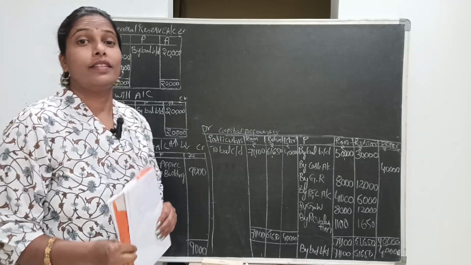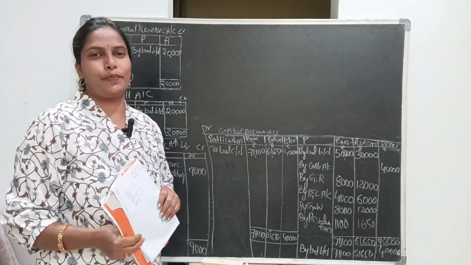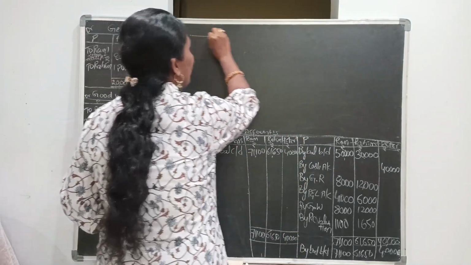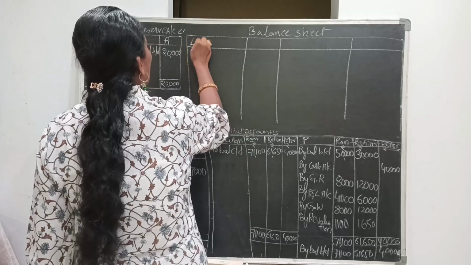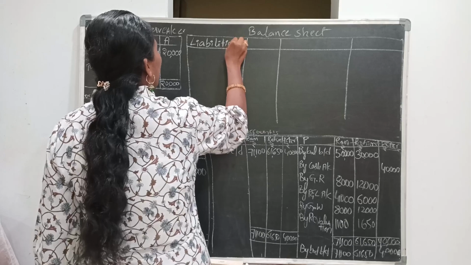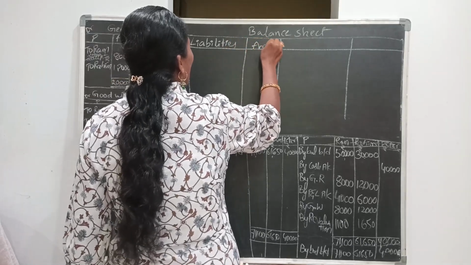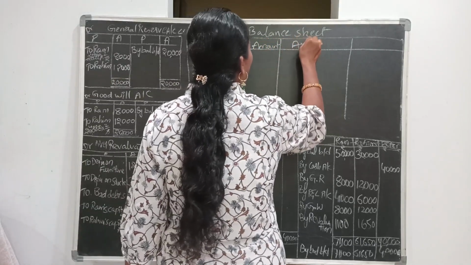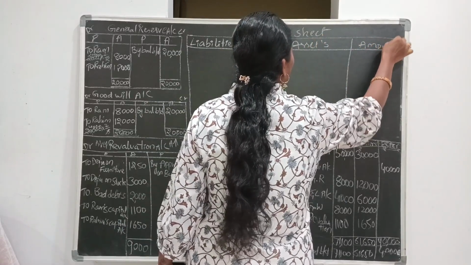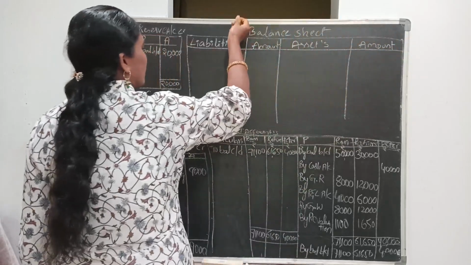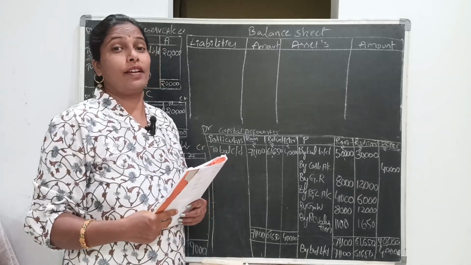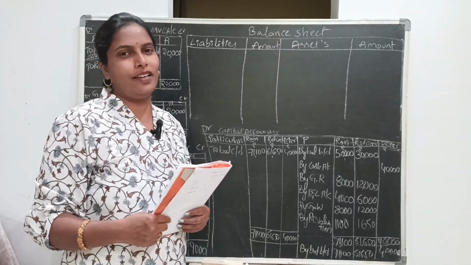So now the final balance sheet we are going to prepare. So I will draw here. Write down liabilities, amount, assets, amount. There is no credit and debit because this is a statement. So now we'll see whether our balance sheet gets tallied or not.